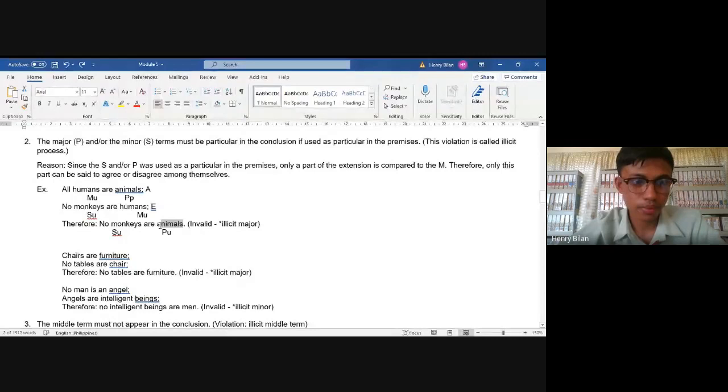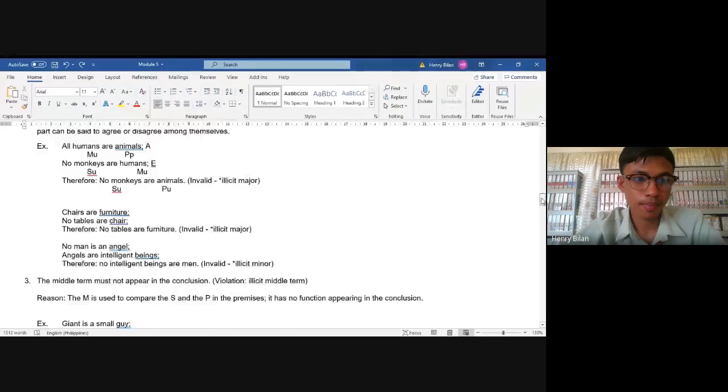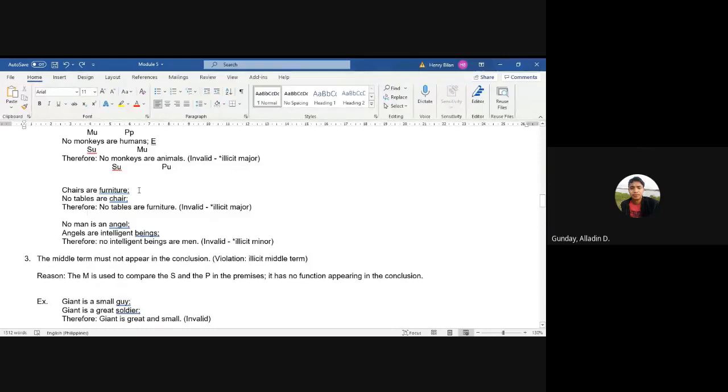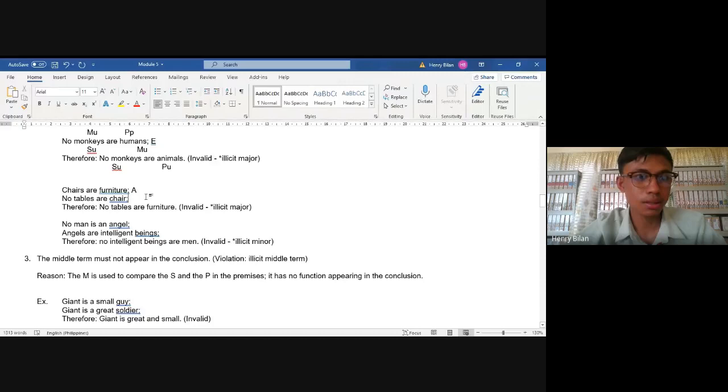The same thing here in our example. Parehas, kasi ganito rin ang format niya: A, E, E. Ibig sabihin ito, distributed, pero sa taas, undistributed. Kapag distributed, universal, kaya kapag gagamitin natin yung symbol natin, ito, P. Kaya illicit major.